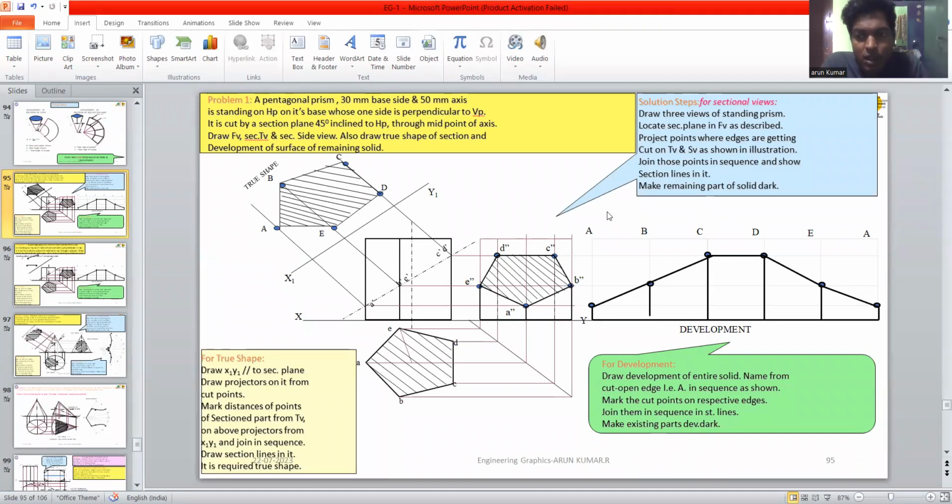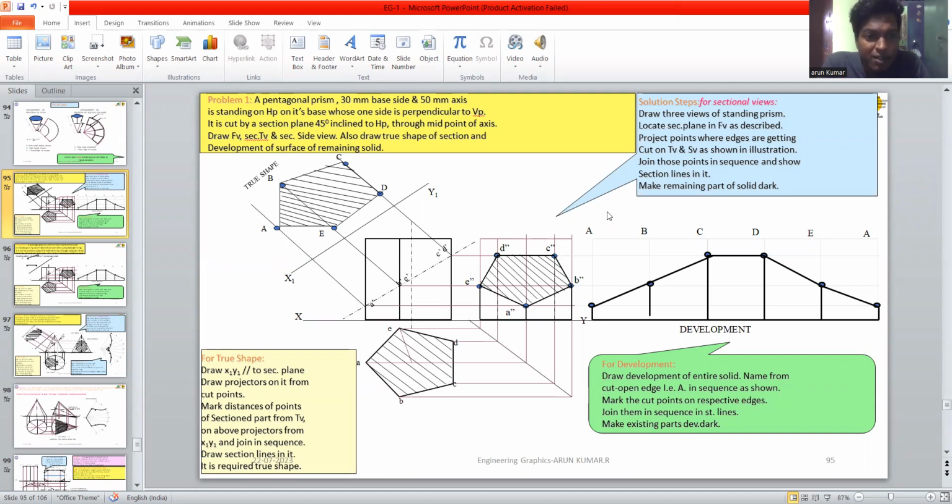Good morning. In this lecture series, we will see the development of surface of solids with an example problem. The first problem is a pentagonal prism, 30 millimeter base side and 50 millimeter axis, standing on HP on its base, with one of its sides perpendicular to VP.